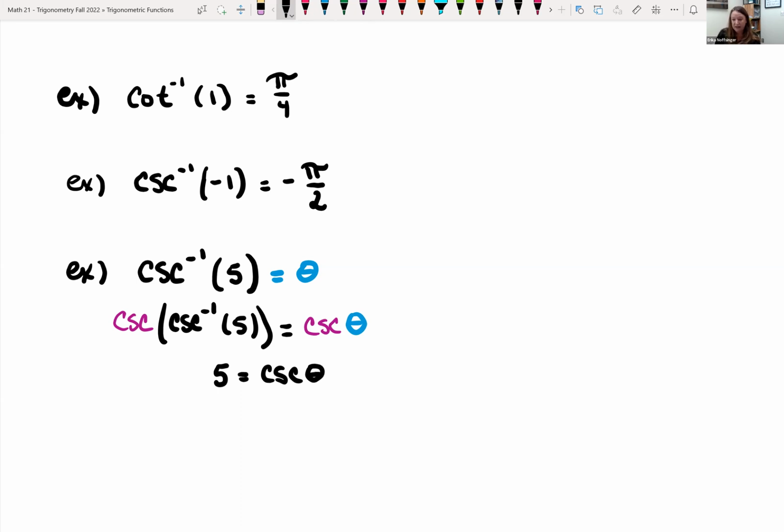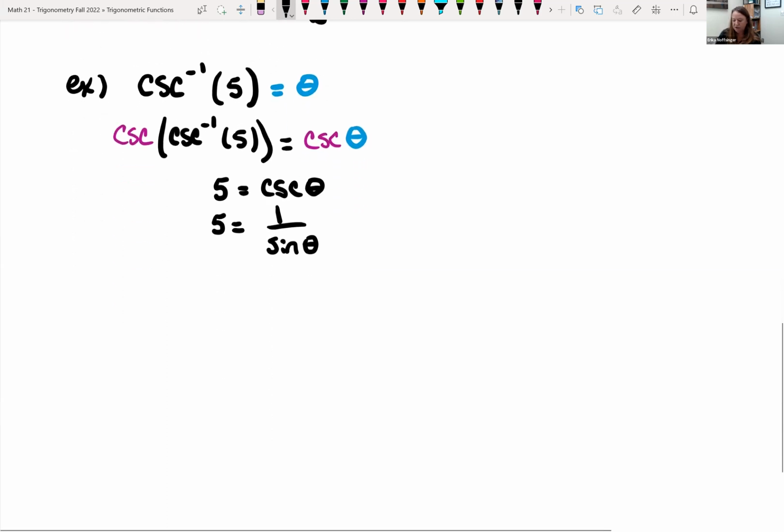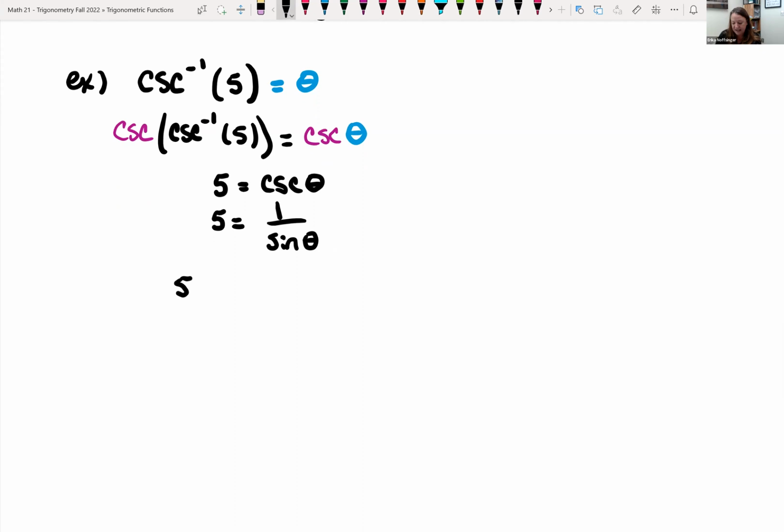So let's rewrite this in terms of sine. So this is the same thing as 5 is equal to 1 over sine theta. Let's multiply both sides by sine theta. So doing that, we get 5 sine theta is equal to 1. Divide both sides by 5. I get sine theta is equal to 1/5.